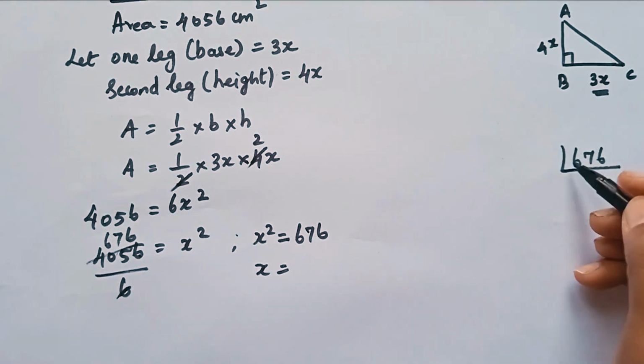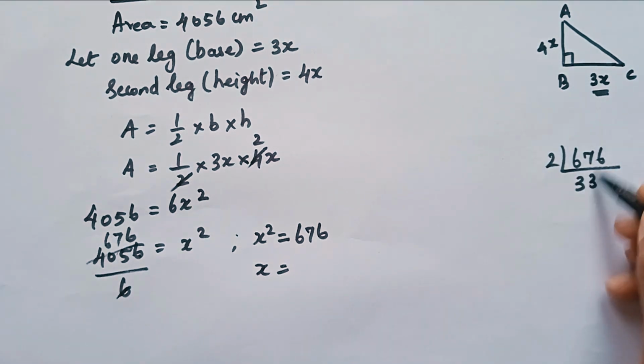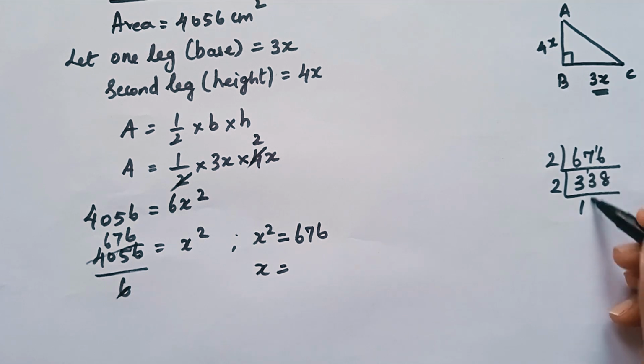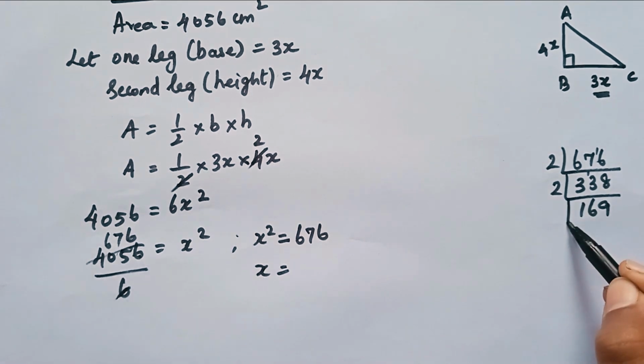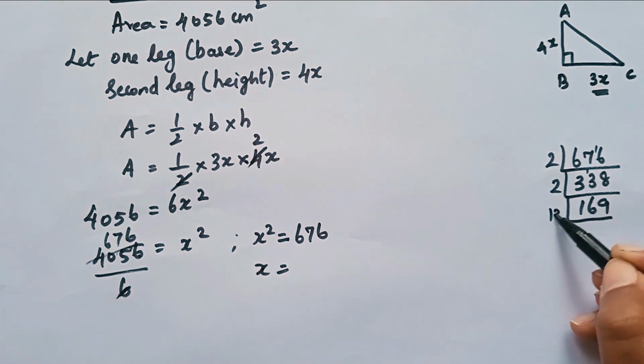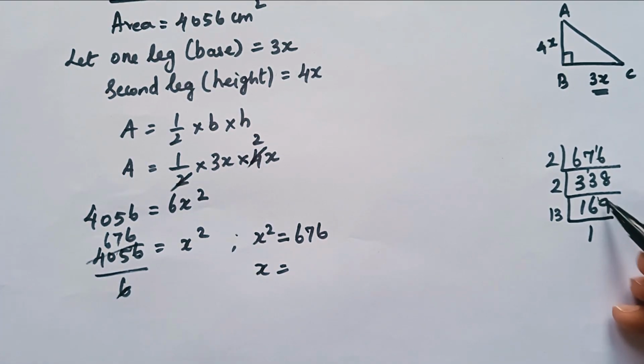Take the LCM of 676. 2 3s are 6, 2 3s are 6, 2 1s are 1 here, 2 8s are 16. Again 2 1 time, 2 6 times is 12, 1, 2 9 times is 18. So 169, you know, 13 into 13 is 169. So this will go in 13. 13 1 time is 13, 3, 39. 39 will be here. So 13 into 3 times is 39. So 13 into 13 is 169.